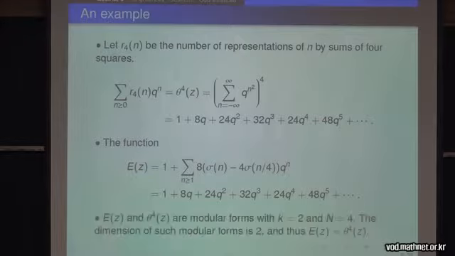These two functions are actually modular forms of weight 2 and level 4. The space of modular forms of weight 2 and level 4 has dimension 2. This implies that if the first two coefficients match, then the rest match automatically. In this sense, E and theta to the 4th are the same. So this means r4(n) equals 8 times sigma(n) minus 4 times sigma(n/4). That was proven by Jacobi several hundred years ago.